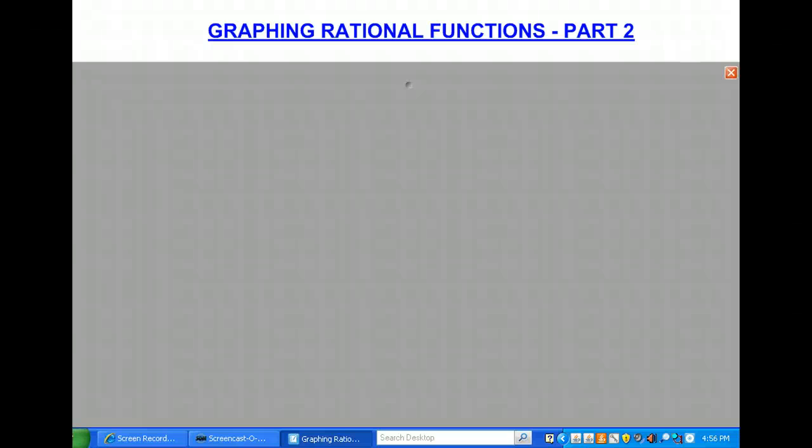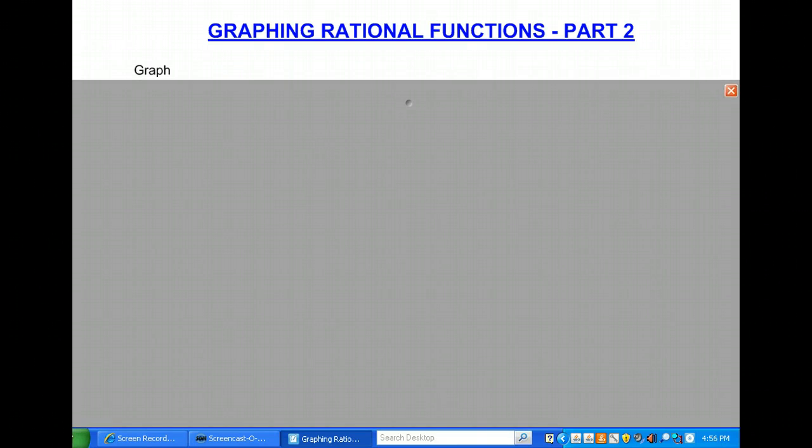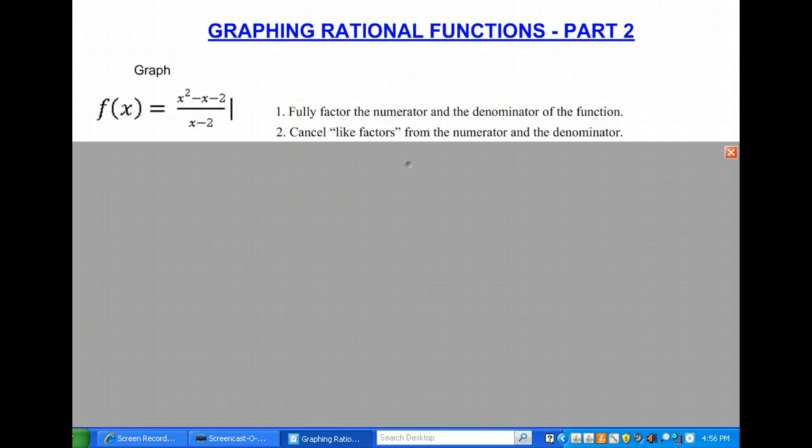Today we're going to learn how to graph rational functions. This is the second part of a three-part series. The rational function that we'll be graphing will be a little bit more difficult today. In this case, it's f of x is equal to (x squared minus x minus 2) over (x minus 2).